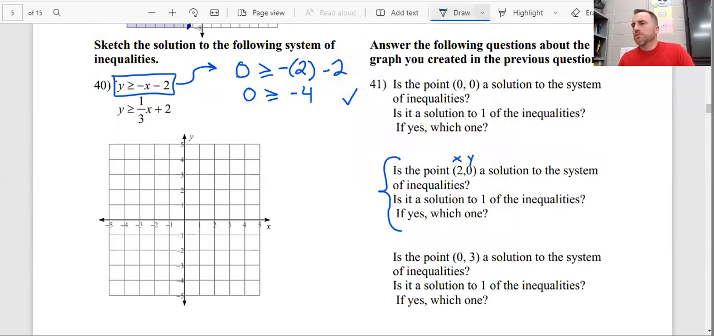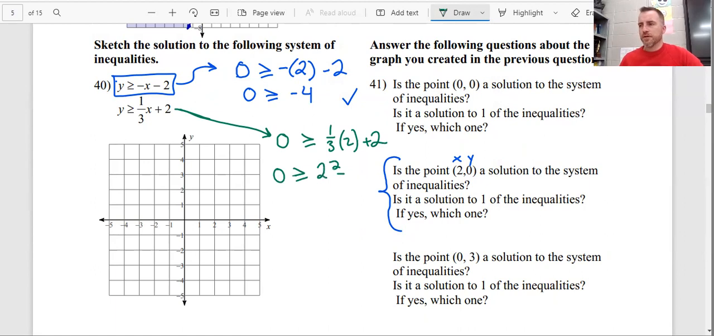So we can go to the next inequality and plug in the same point. So y is equal to 0, greater than or equal to 1/3 of 2 plus 2. 0 greater than or equal to, that would be 2 2/3. And that is not true. 0 is not greater than or equal to 2 2/3. So is it a solution to the system? No, because it doesn't solve both inequalities.